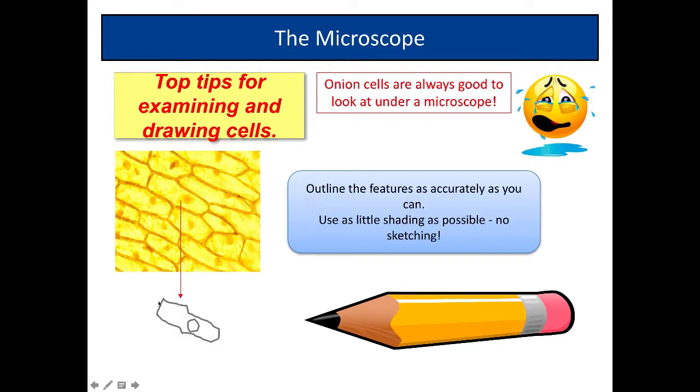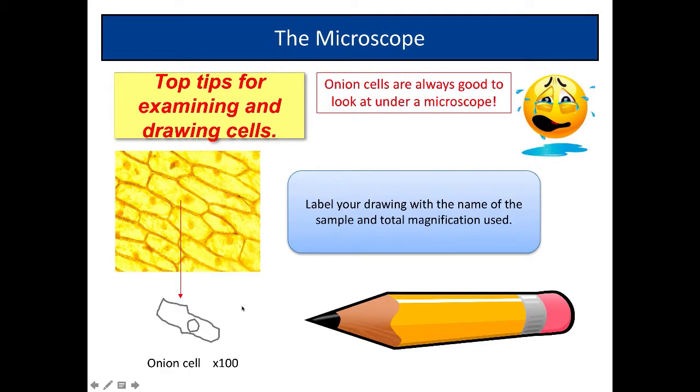So here's my rather tatty drawing here of a slide. You can see it's this one here. I managed, using my mouse, I've drawn this cell here, and there you can see it. So outline the features as accurately as you can. Don't draw what you think is there, but what you can actually see. And this is a drawing, so we're not going to be shading it. Okay, we're not sketching this, so use as little shading as possible.